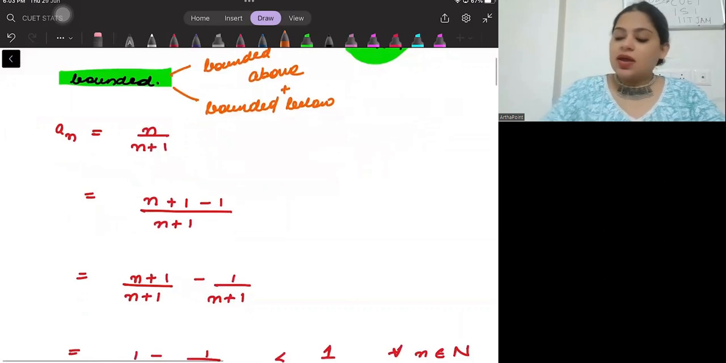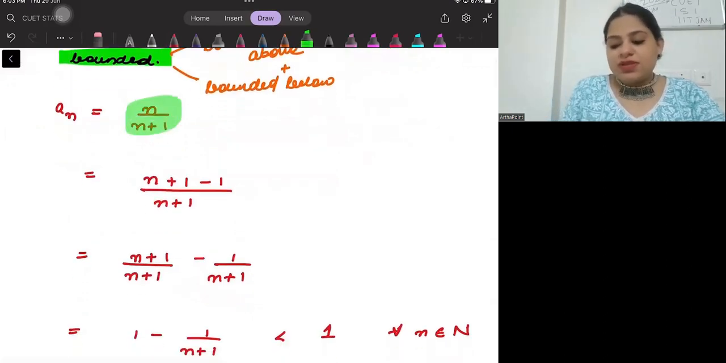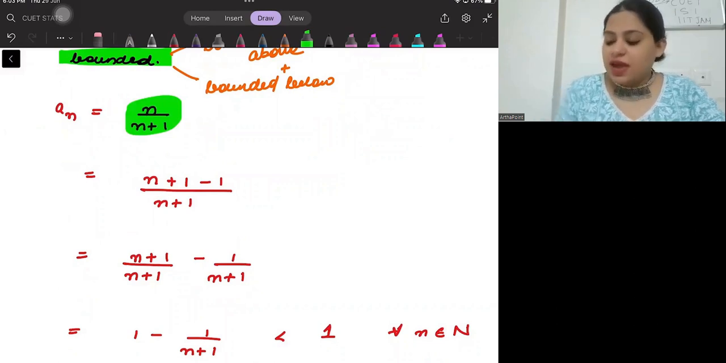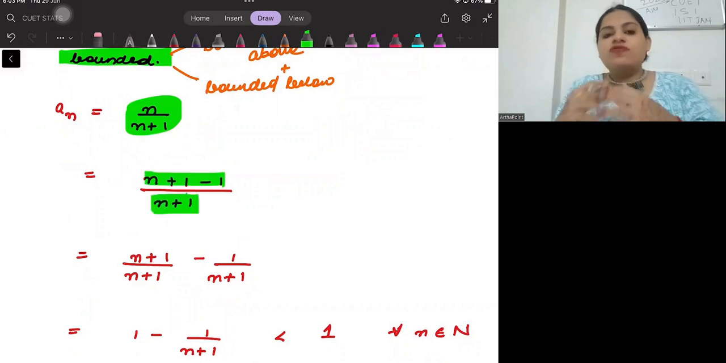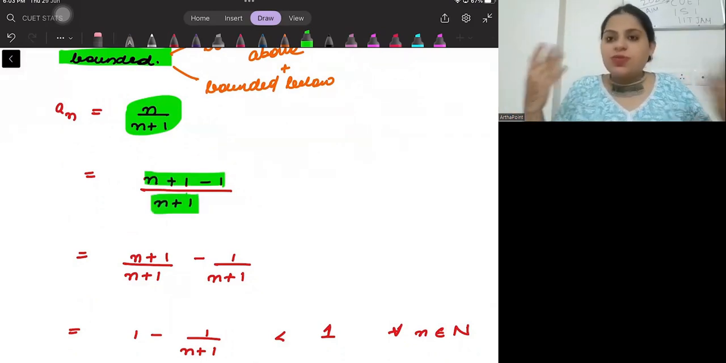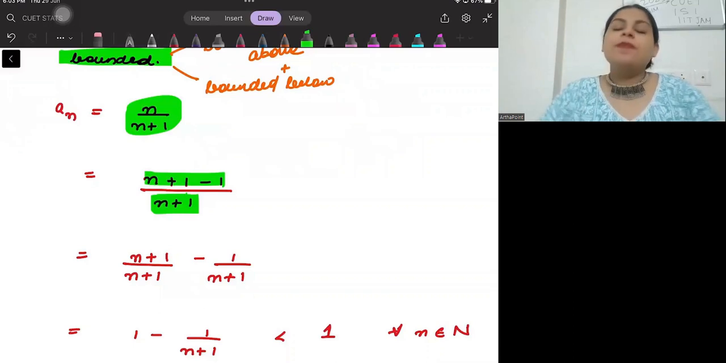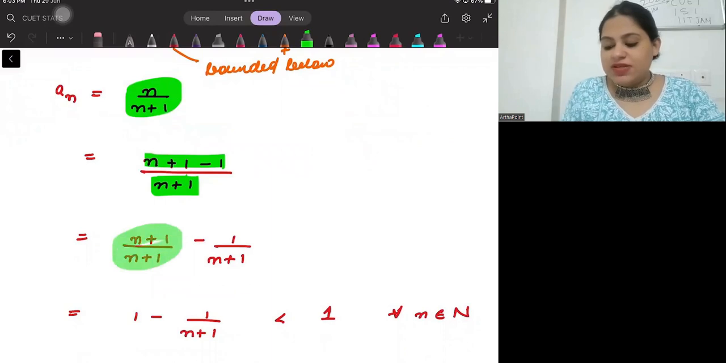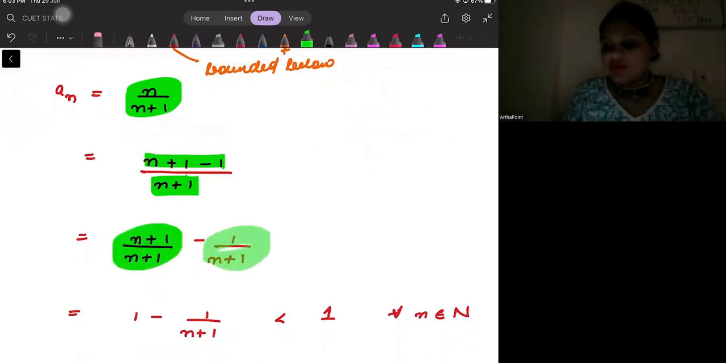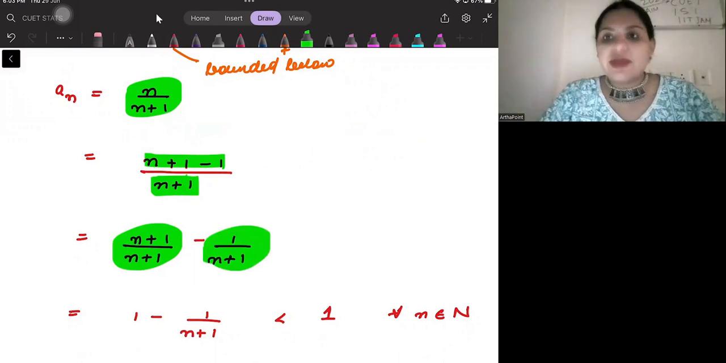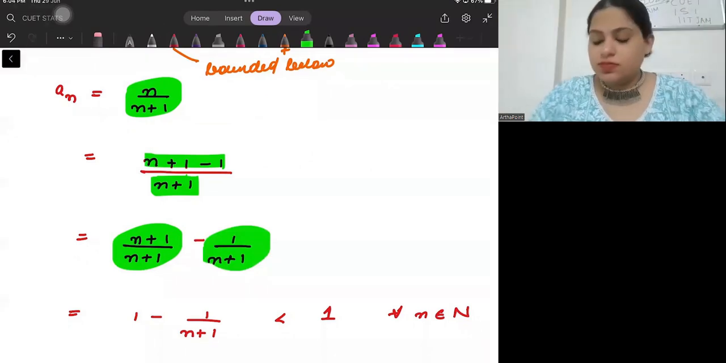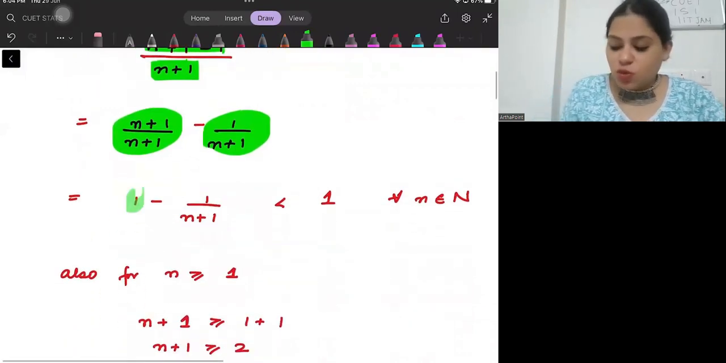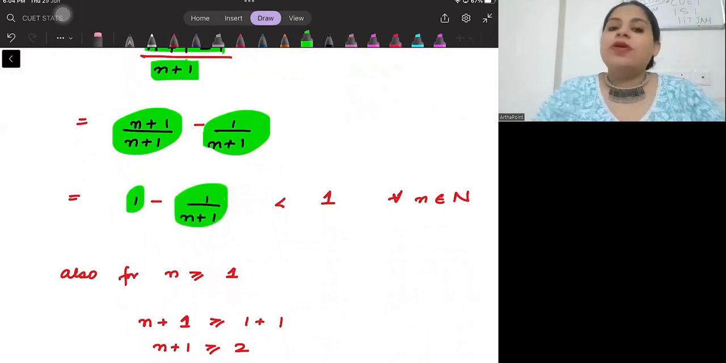Let us start. We have written a_n as n upon n plus 1, and the numerator can be rewritten as n plus 1 minus 1 upon n plus 1. So we have just expanded the numerator, n plus 1 minus 1. We added 1 and also subtracted 1. Now we can open this up and write this as n plus 1 by n plus 1 minus 1 upon n plus 1, right? So n plus 1 by n plus 1 cancels out and it gives you 1 minus 1 upon n plus 1.